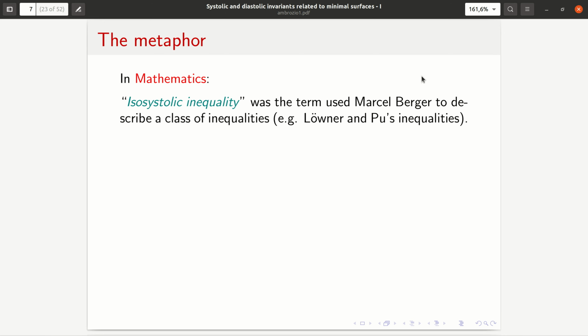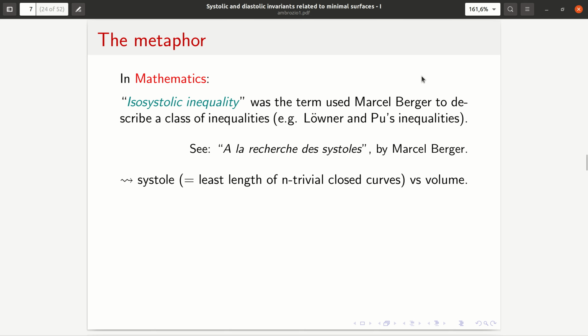And what is the meaning of isosystolic? So he was thinking about what he called the systole of a surface, namely the least length of a closed curve that is non-trivial in the first fundamental group. So he was thinking about this systole compared to the volume of the surface. Okay, so when he talked about isosystolic, he is thinking about the systole of surfaces that have the same volume.